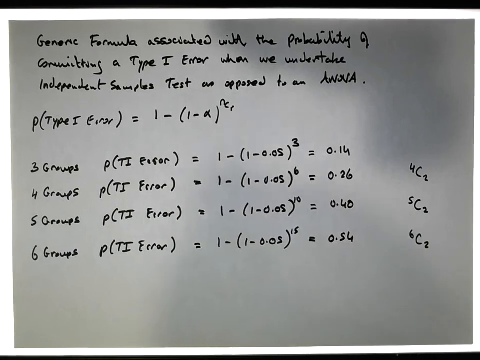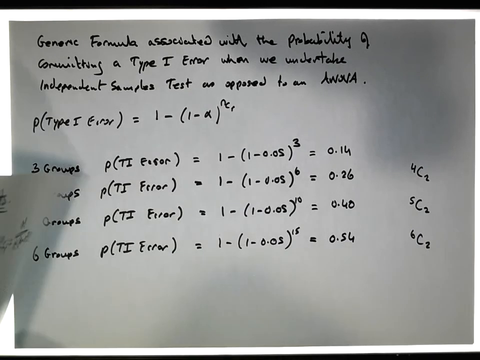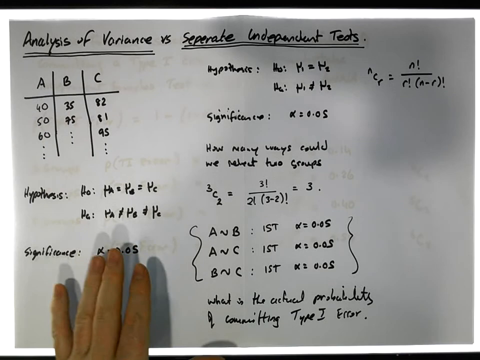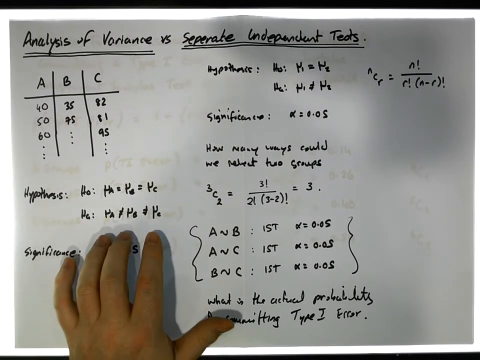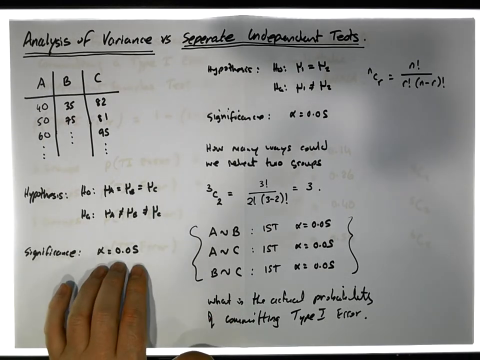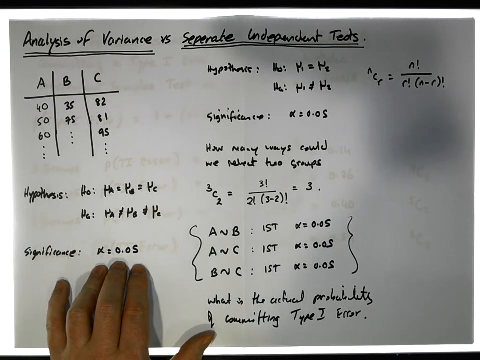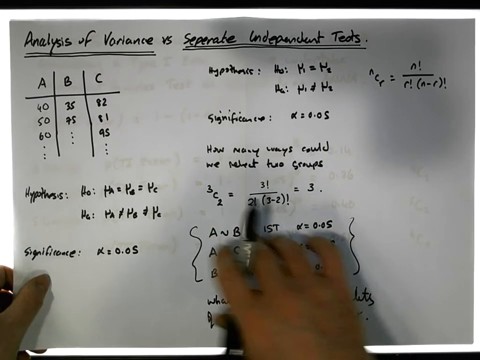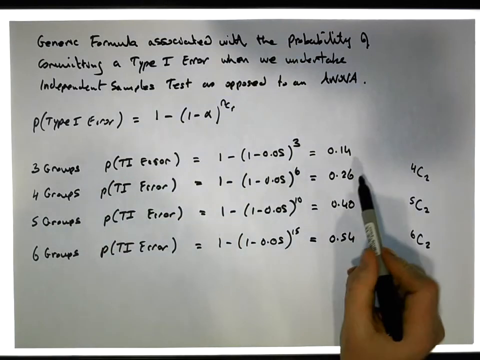So the idea of doing the ANOVA is to try to find out whether there is somewhere within there a difference, and the alpha rate is fixed at 5%. It'll tell us that there is a difference in there. It won't tell us where it is, but it'll tell us that there is a difference. Now, if we do independent samples t-tests, the more groups we have, the error rate actually explodes.